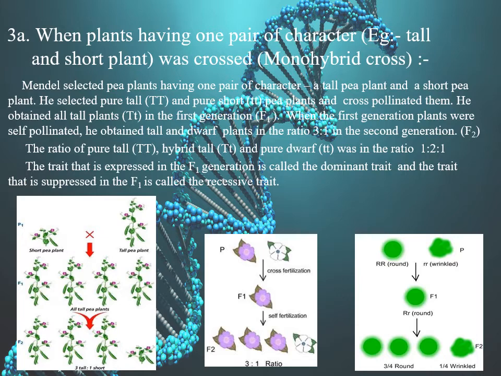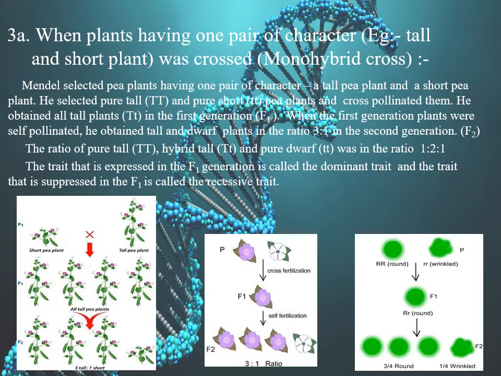In his F1 generation, what plants did he receive? He obtained all F1 plants as tall plants. And when the first generation plants were self-pollinated, he obtained tall and dwarf plants in the ratio 3:1 in the second generation, or F2 generation. So the ratio of pure tall, that is capital T, capital T, hybrid tall, capital T, small t, and pure dwarf, small t, small t, was 1:2:1.